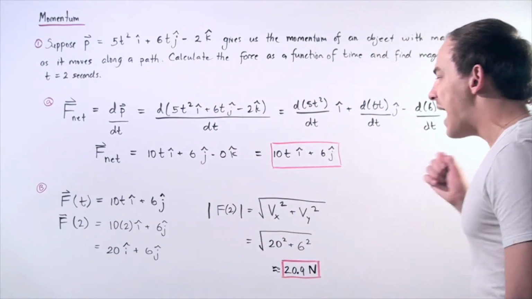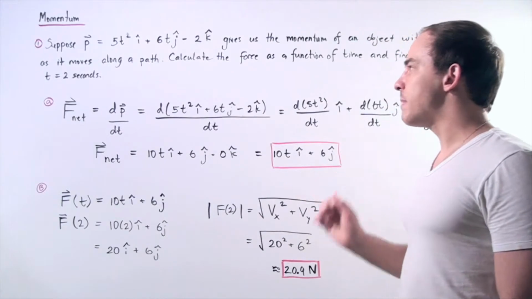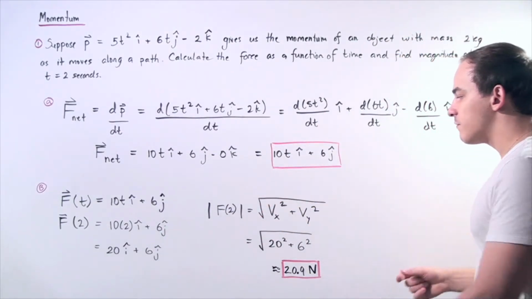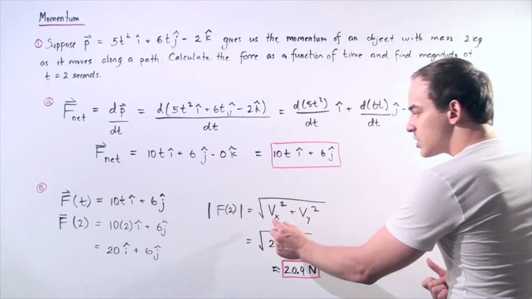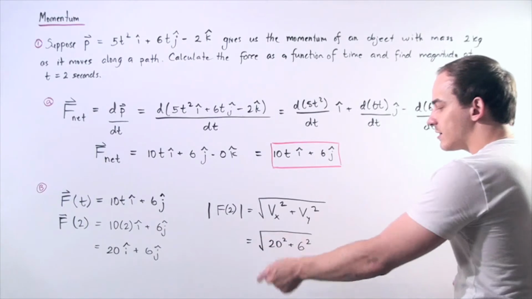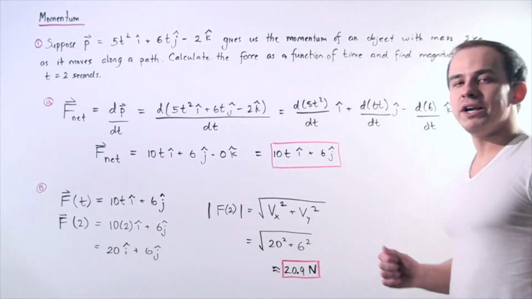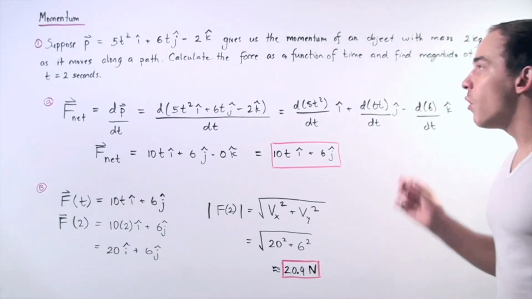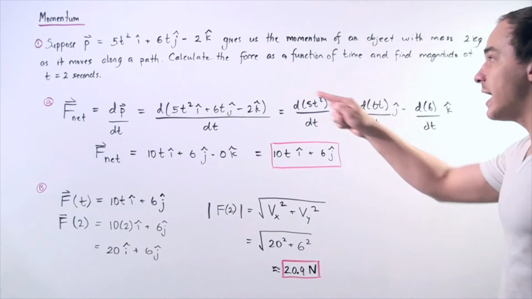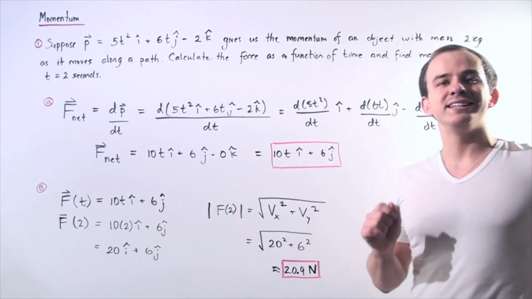Now, to find the magnitude of the force function at 2 seconds, we simply have to take the square root of the sum of the squares. So 20 squared plus 6 squared, take the square root of the sum, and we get approximately 20.9 newtons. So the force acting on our object as it moves along the pathway at time equals 2 seconds is approximately 20.9 newtons.